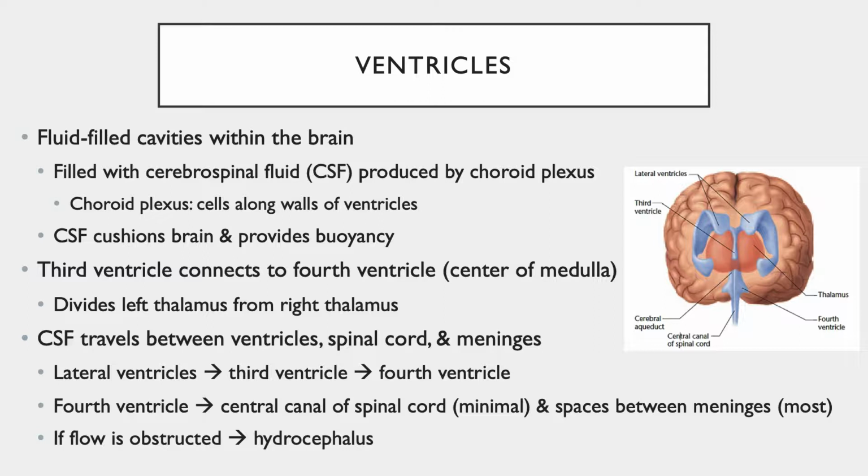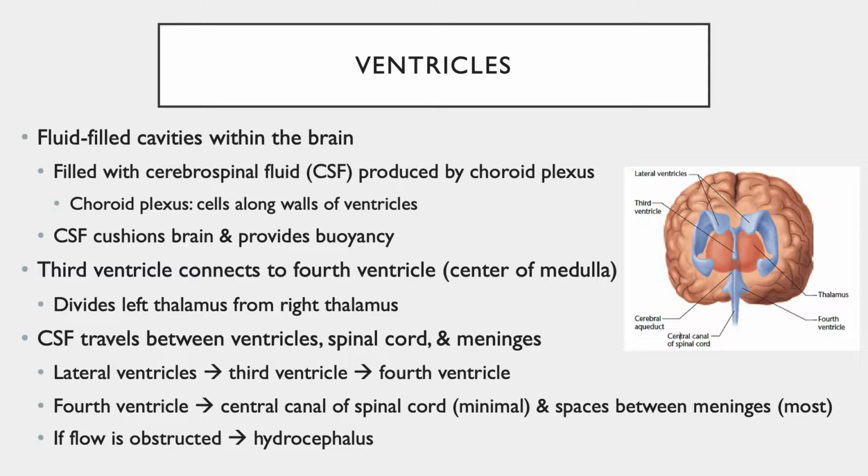The third ventricle connects to the fourth ventricle at the center of the medulla, and it divides the left side of the thalamus from the right side of the thalamus. CSF travels between the ventricles, spinal cord, and meninges, which are layers between the brain and the skull. Meninges surround the brain and help protect it. While the brain has no pain receptors, meninges do, which is why meningitis and migraines tend to be excruciatingly painful.